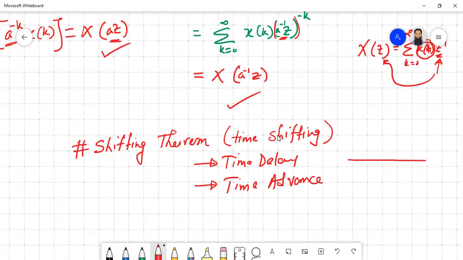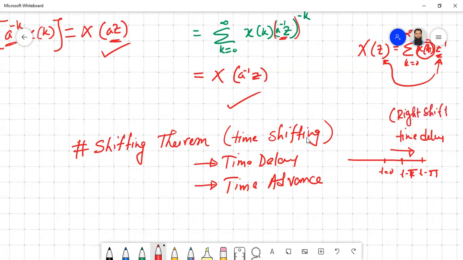Okay, so time delay is, if this is your t equal to 0, then this is t minus T, then t minus twice T. So this is the time delay. In some books you'll find it called right shift. And the other one, if t equal to 0 is this, you're moving it the other way, this is your time advance, which is the left shift.